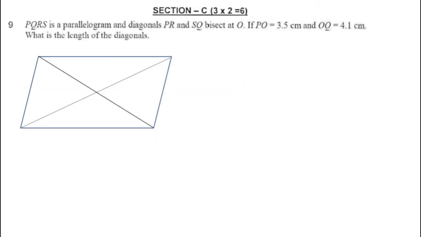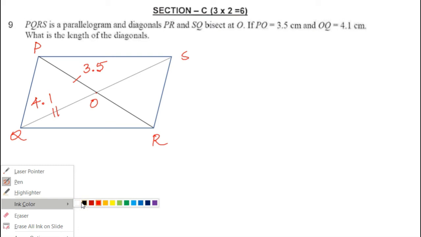Question 9, which is from section C, which is of 3 marks. The question here is PQRS is a parallelogram. Let me name this parallelogram as PQRS. The diagonals PR and SQ bisect at O. The length of PO is 3.5 and the length of OQ is 4.1.